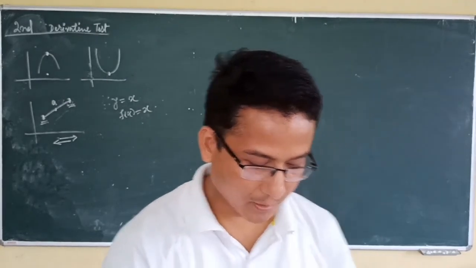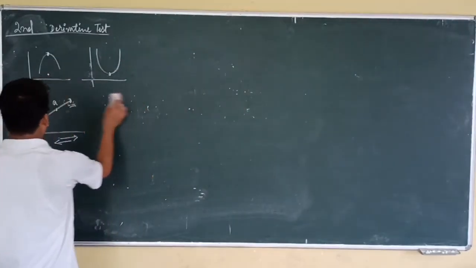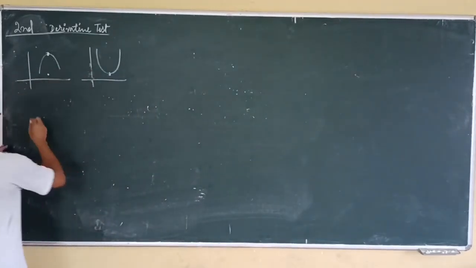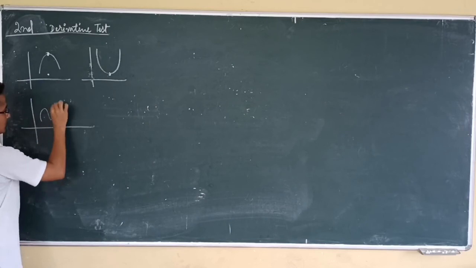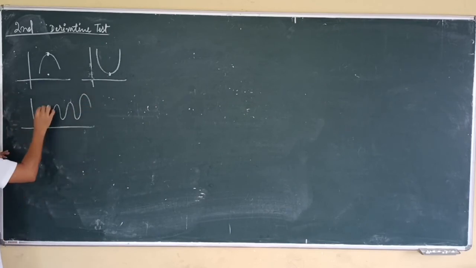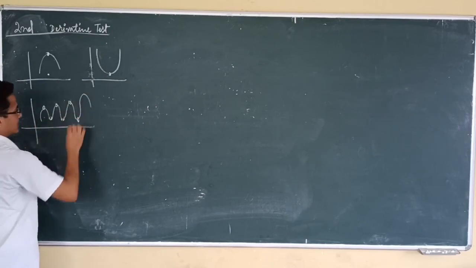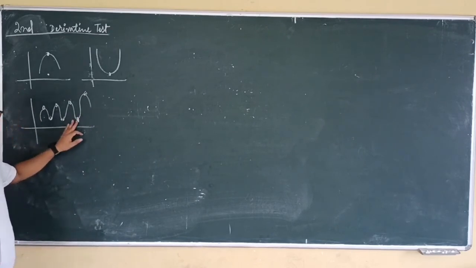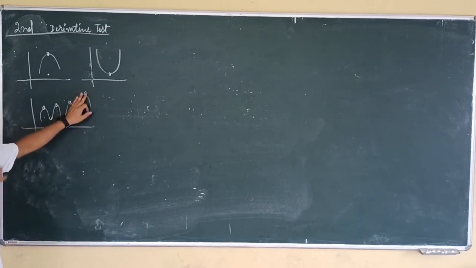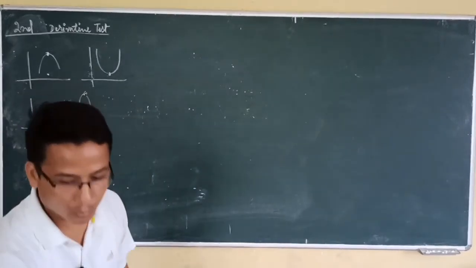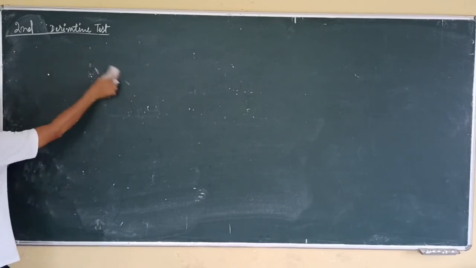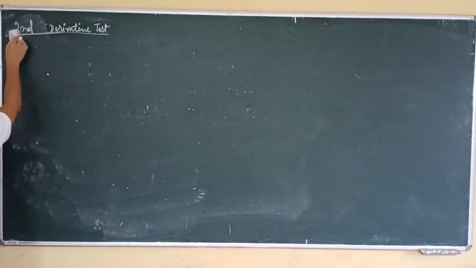Okay, so after that, the first derivative test. Before that, you have to understand the local. When the graph is like this, this point is local maxima and minima, and this point is called the absolute value of a function; this is absolute minima, this is absolute maxima. Now the first derivative test and the second derivative test. First derivative test.